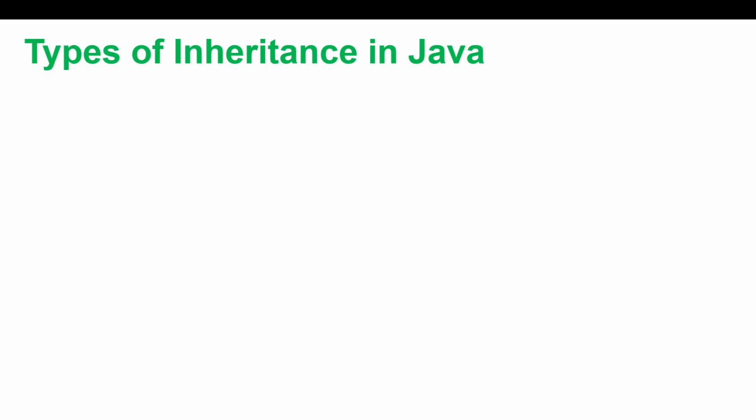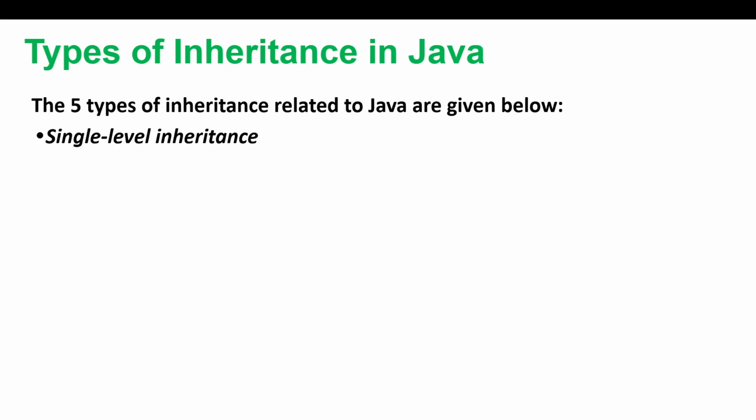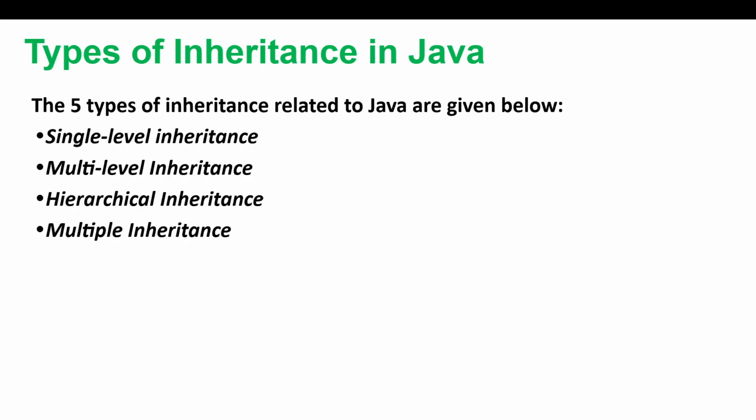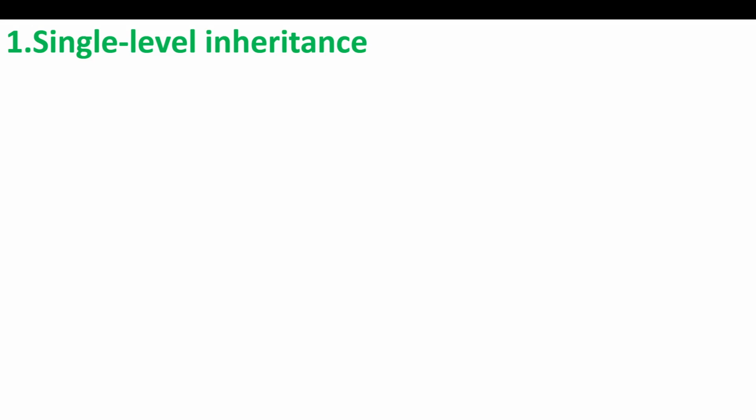Next, we will see different types of inheritance in Java. Basically, there are 5 types: single level inheritance, multi level inheritance, hierarchical inheritance, multiple inheritance. Multiple inheritance is not supported by Java. We can't use it directly. Instead, we can use the interface to achieve multiple inheritance. Then hybrid inheritance. Now we'll see one by one, a little bit in detail.